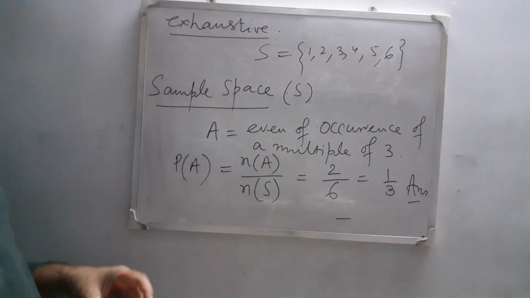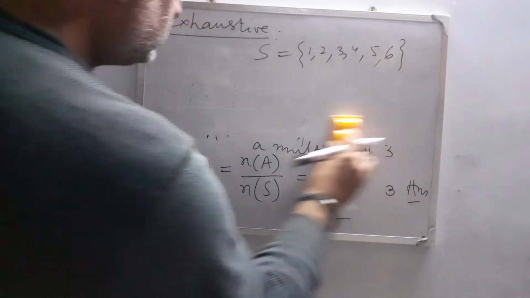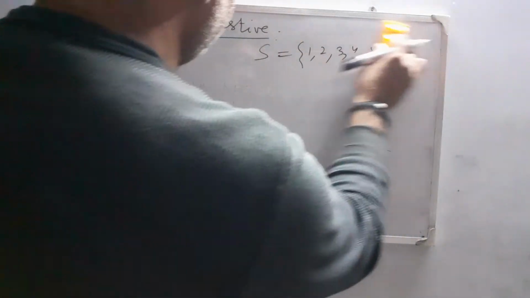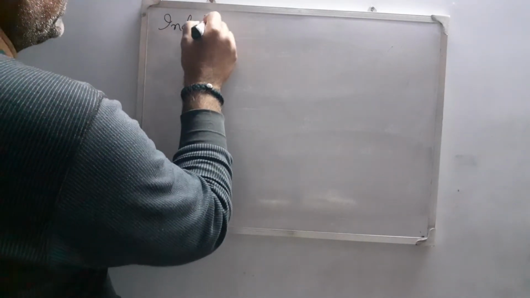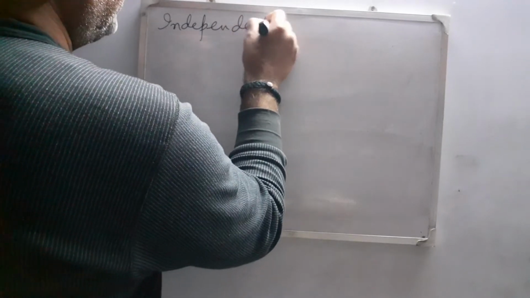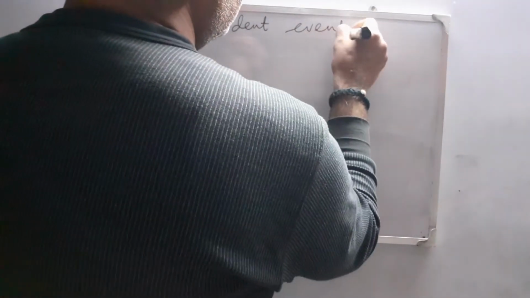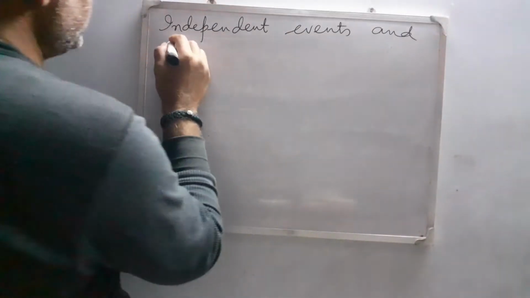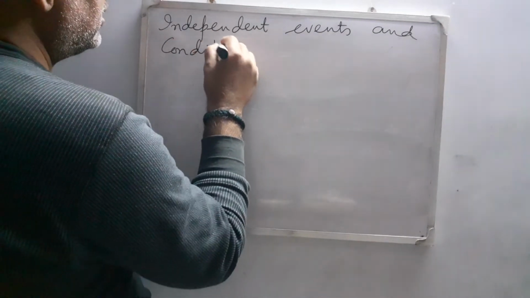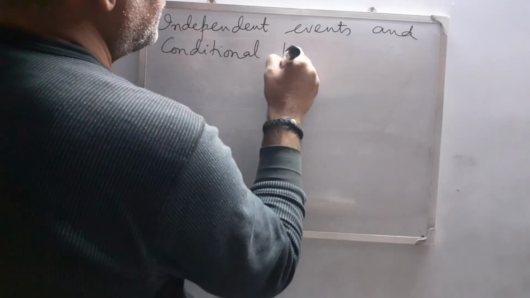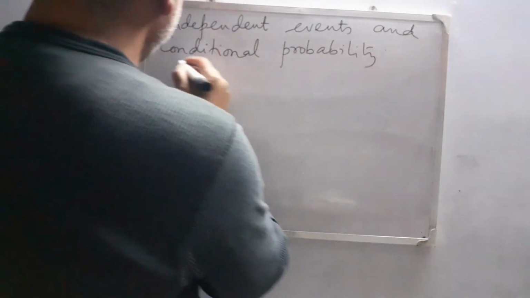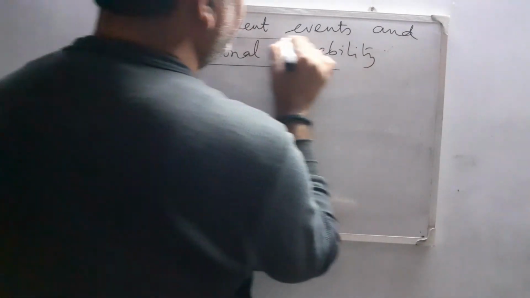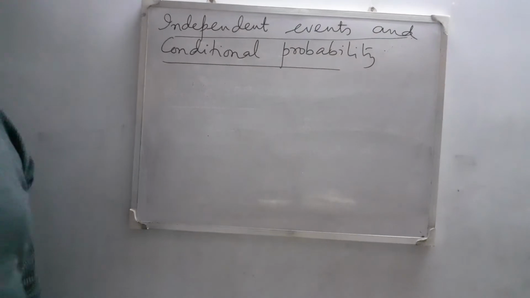Now here we have to start a new concept of probability, and that is called independent events and conditional probability. So from here our syllabus of class 12 begins. Independent events and conditional probability.